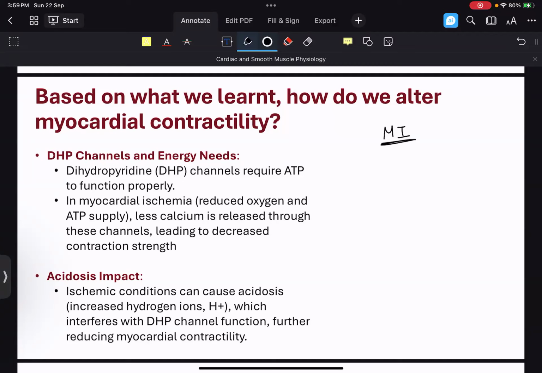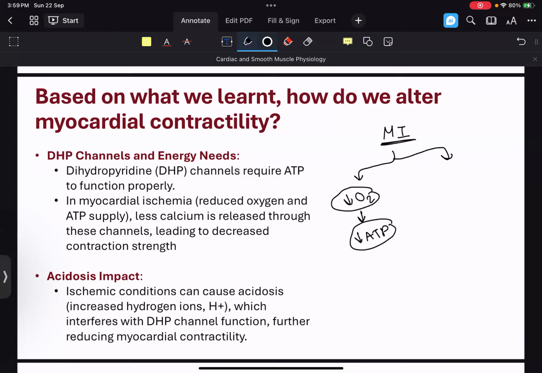So when you have an MI, 2 things are going to happen. Number 1, you're decreasing the amount of oxygen in this tissue, which means you're going to decrease the amount of ATP produced because of oxidative phosphorylation, okay? So in a myocardial infarction, you have less oxygen, which leads to less ATP.